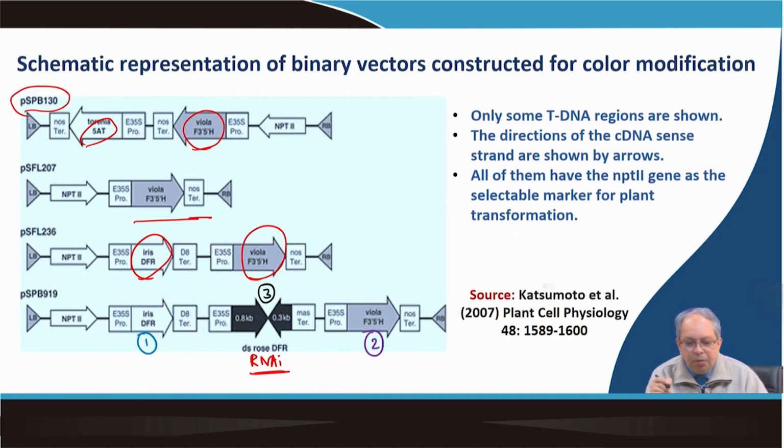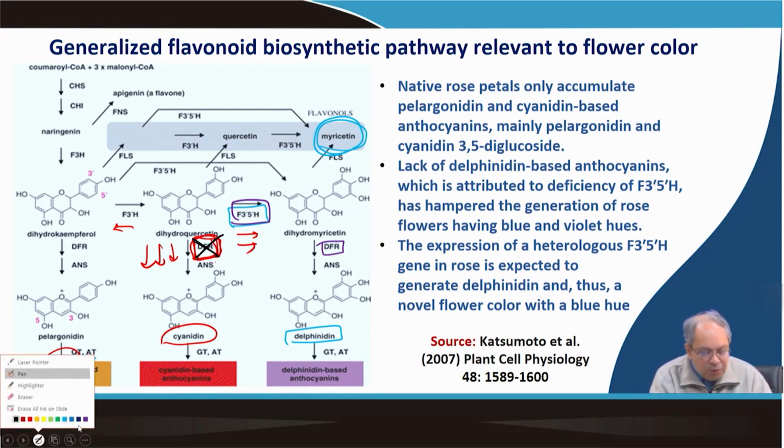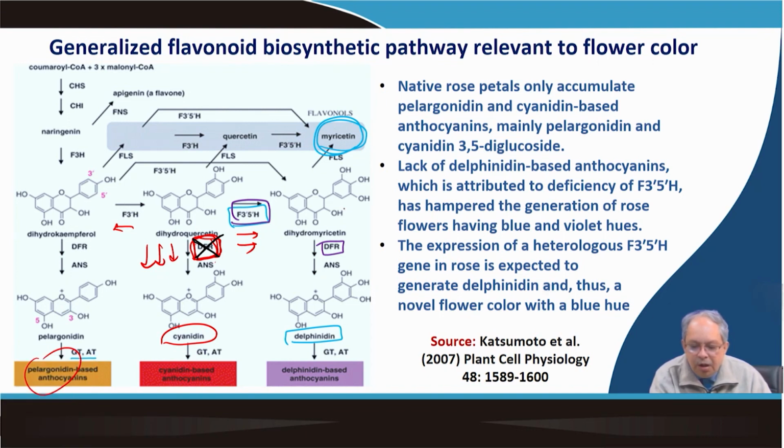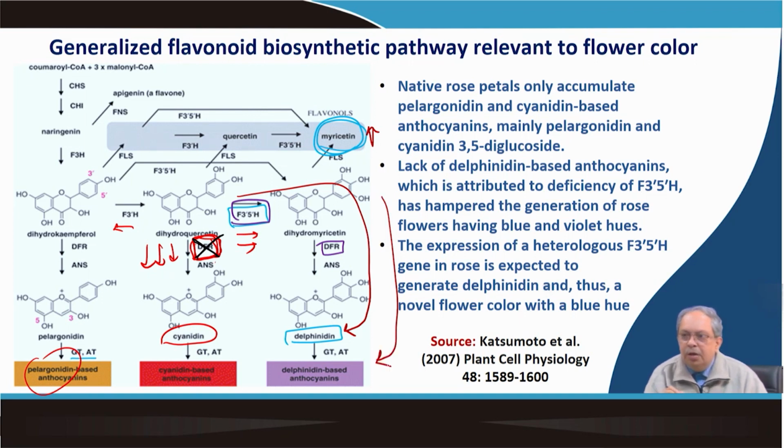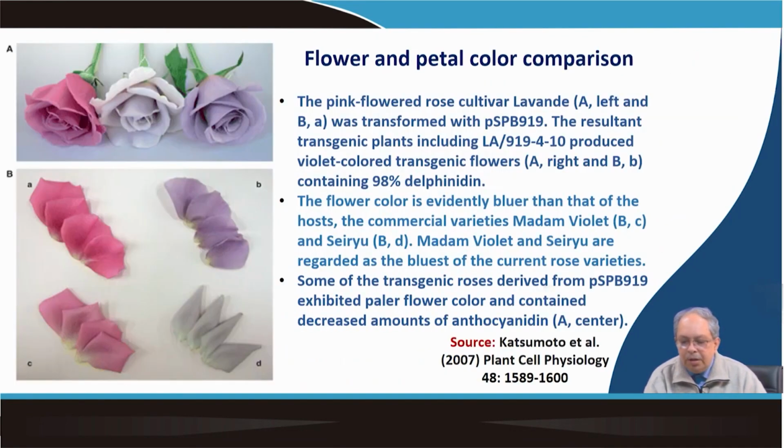Instead, dihydroquercetin will be moved towards dihydromyricetin, because you have Viola F3'5'H and you have also hired an Iris DFR. As a result, the pathway will move in this direction and eventually produce delphinidin, which, as I said, is already produced in higher amounts. This plays an important role in stabilizing the coloration. So, this is the best construct.